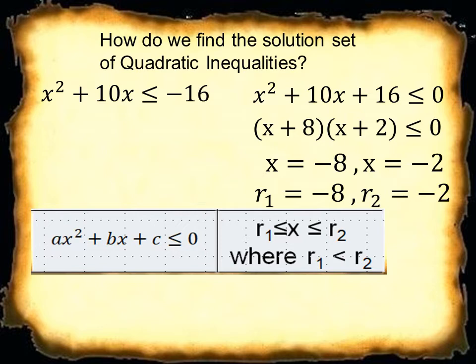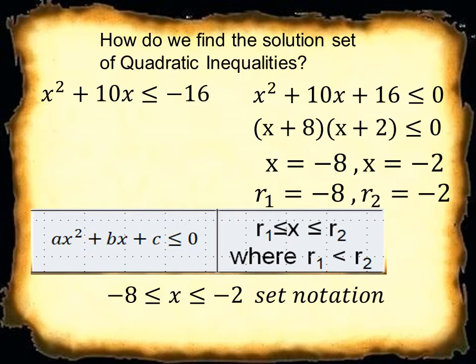So just substitute your r sub 1 and r sub 2 there. Your r sub 1 is negative 8 and r sub 2 is negative 2. So you have there x is greater than or equal to negative 8 but less than or equal to negative 2. So simple substitution for your r sub 1 and r sub 2 in the solution set table. Okay, so this is your set notation. This is actually your final answer for set notation.